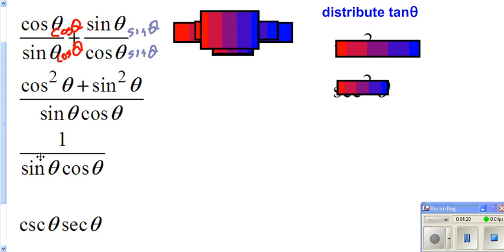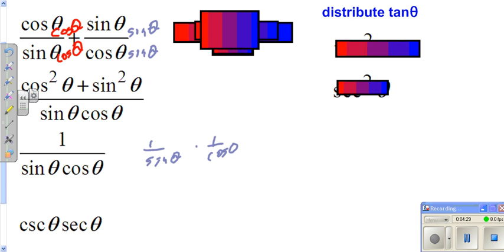We can now go ahead and write this as two separate fractions. So it's 1 over your sine times 1 over your cosine. Well, 1 over sine is your cosecant. 1 over your cosine is your secant, and that's what we were trying to get to.